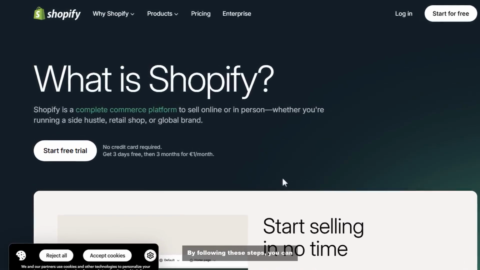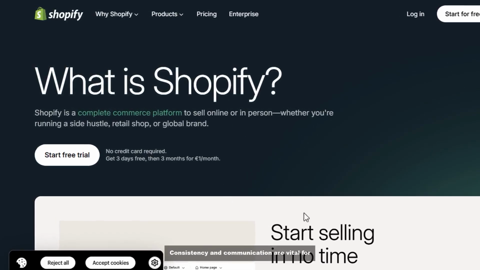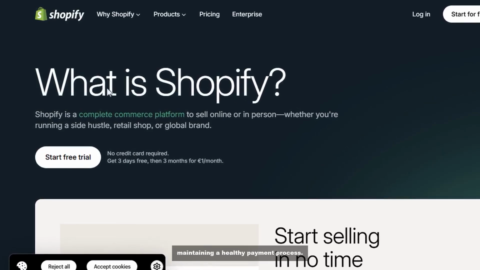By following these steps, you can significantly reduce the chances of facing payment blocks on your Shopify store. Consistency and communication are vital for maintaining a healthy payment process.